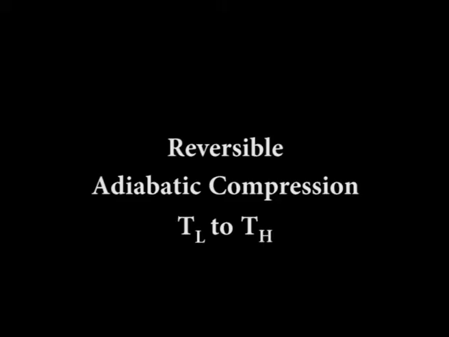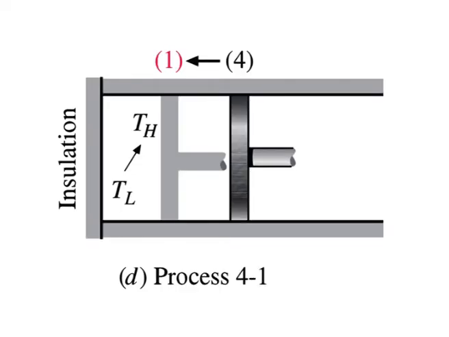Reversible adiabatic compression. Temperature rises from TL to TH. State 4 is such that when the low temperature reservoir is removed, the insulation is put back on the cylinder head and the gas is compressed in a reversible manner. The gas returns to its initial state, that is state 1. The temperature rises from TL to TH during this reversible adiabatic compression process, which completes a cycle.